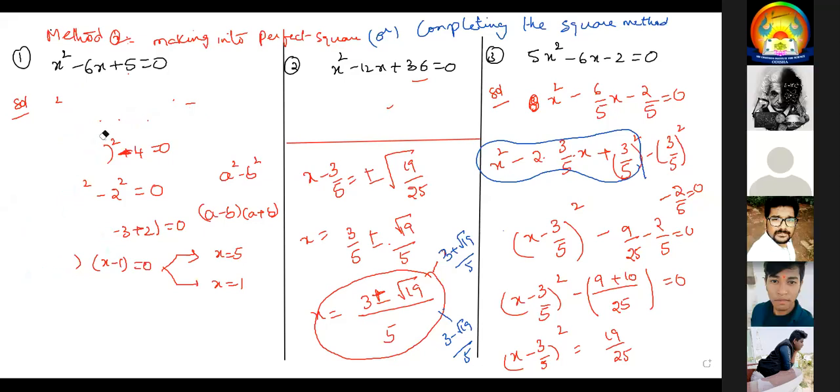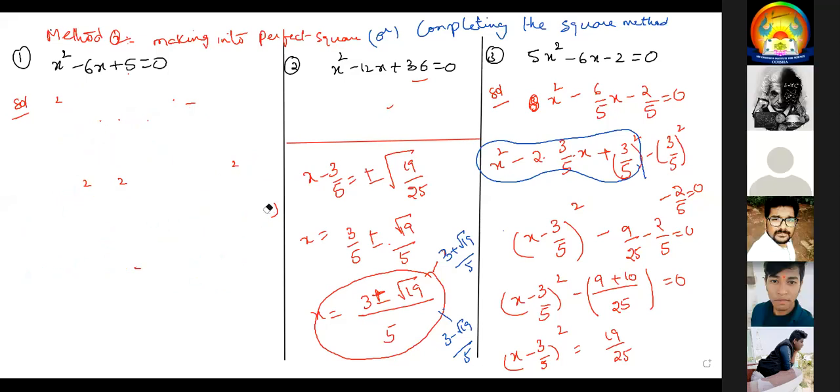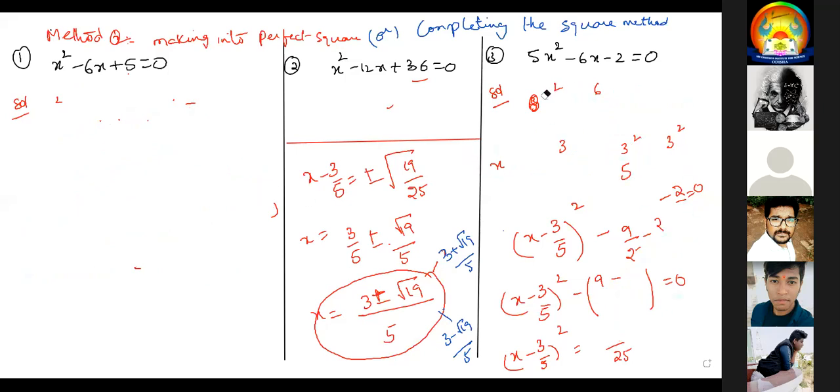So the third one also. Yes, third one also I'll explain. Very good. Those who understood, they can do it. Those who didn't understand, they have to do it one by one. But I'll do the question again.